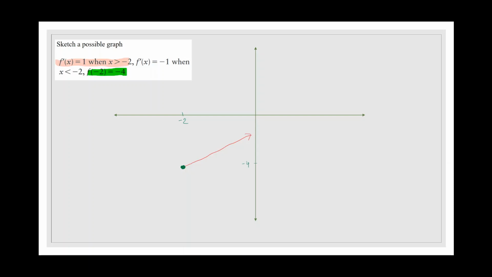Then let's look at the derivative. We are told the derivative is constant equal to 1, so slope is 1, for all values of x greater than -2. So you could see the red line that was drawn. It has a constant slope of +1. Then we have a constant slope of -1 for all of the x's that are lower than -2. And that finishes off this part of the graph.